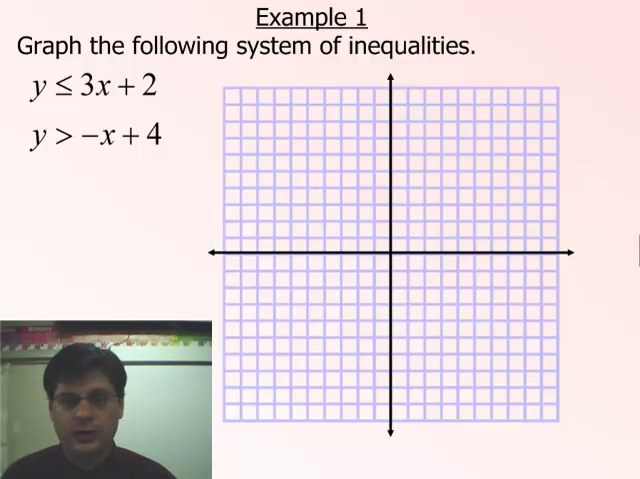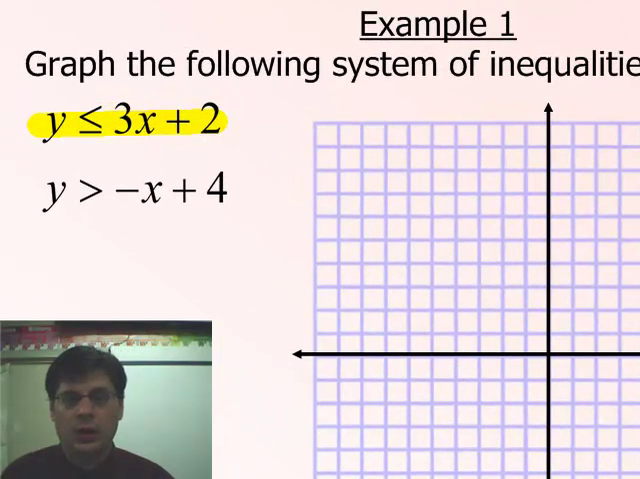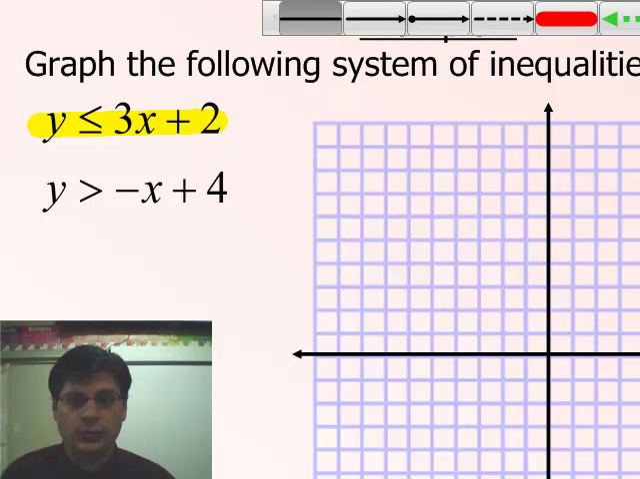With the first one, y is less than or equal to 3x plus 2, we're going to use a solid line, because that's going to show us that anything on that line is going to be a solution. So let's start off by plotting some points.